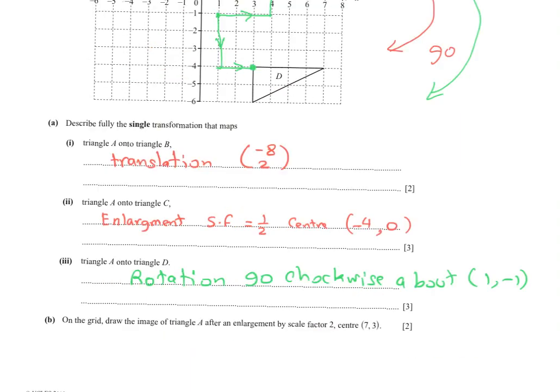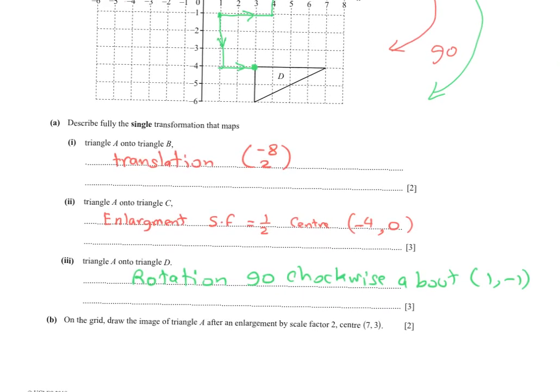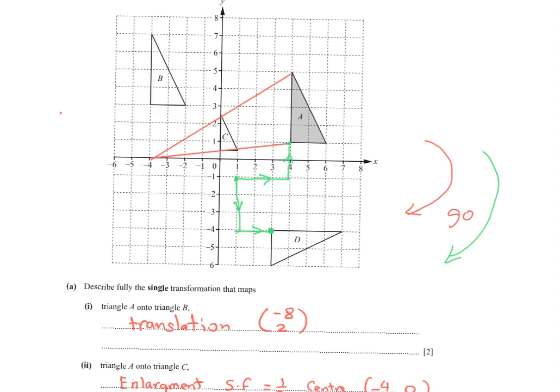B. On the grid, draw the image of triangle A after enlargement by scale factor 2, center 7, 3. This is the point 7, 3.